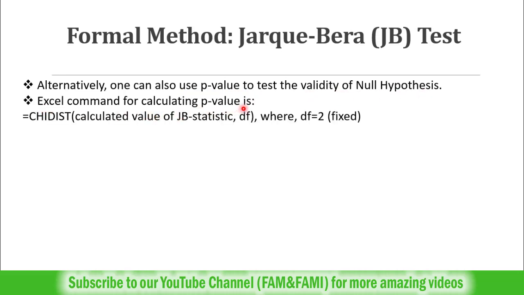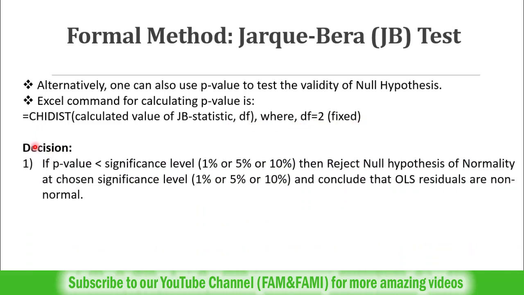Excel command for calculating p-value is equal sign CHIDIST and within parenthesis calculated value of JB statistic, which will be calculated via formula shown in the previous slide, and comma df, where df is equal to 2 fixed, which is the degrees of freedom. Now let's discuss the decision regarding rejection or non-rejection of null hypothesis using this p-value method.